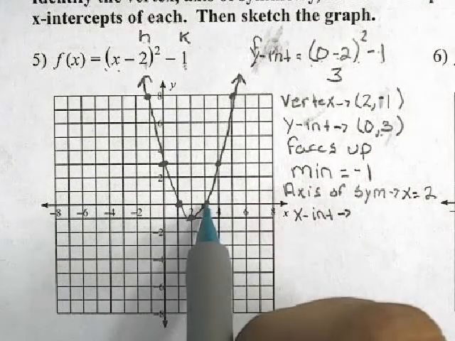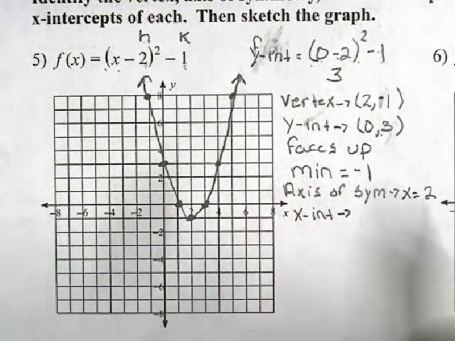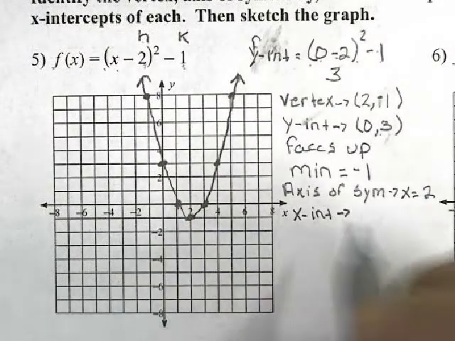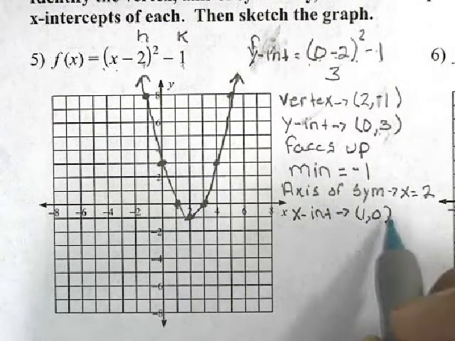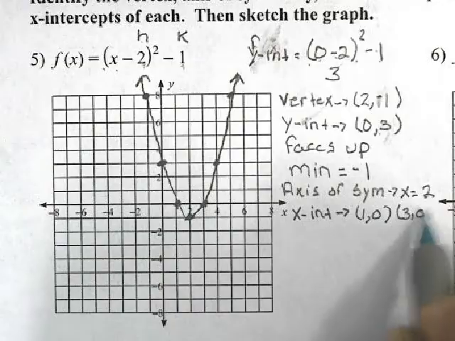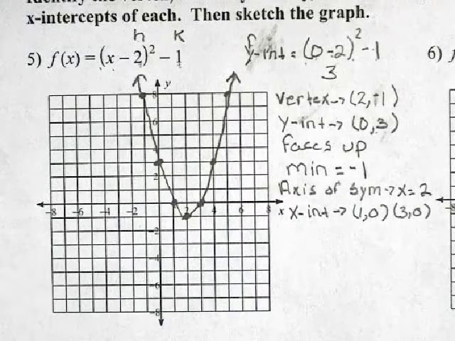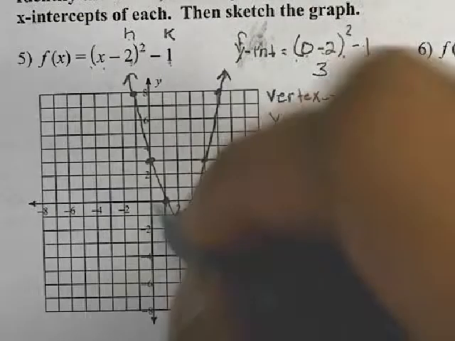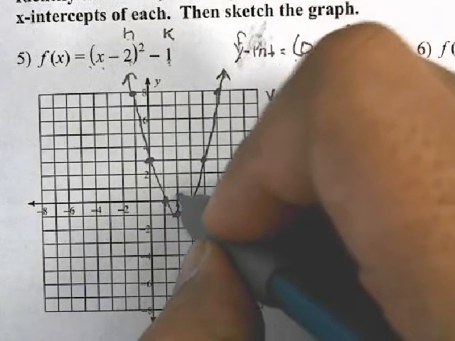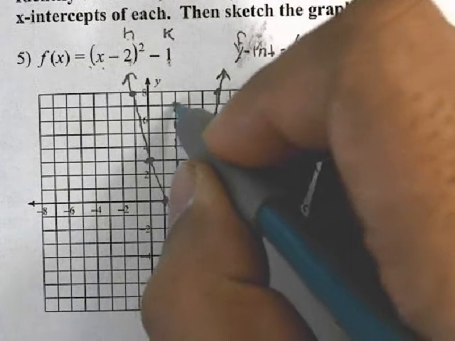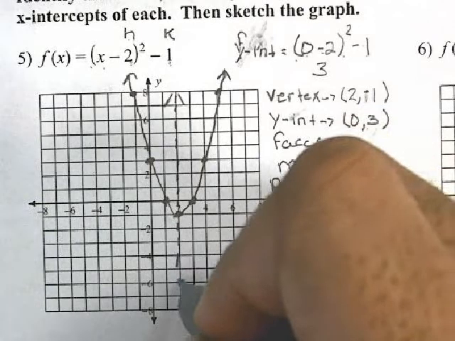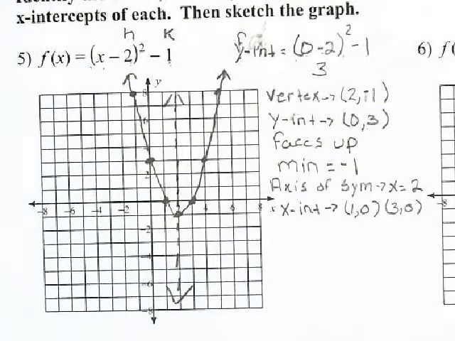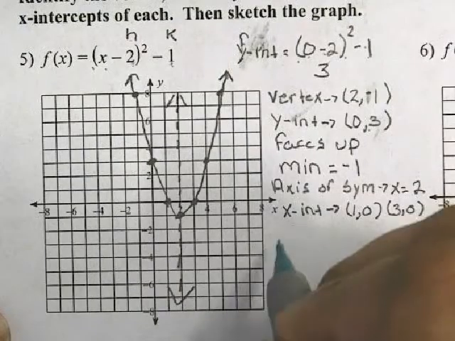Now, for the x-intercepts, it's where the parabola crosses the x-axis. It crosses it at (1, 0) and (3, 0). It crosses it at those points right there. Now, draw our axis of symmetry. It's a dashed vertical line. Put your arrows there. It was at x equals 2.